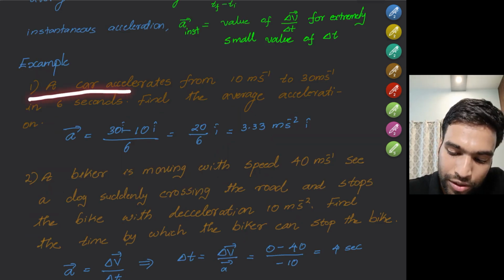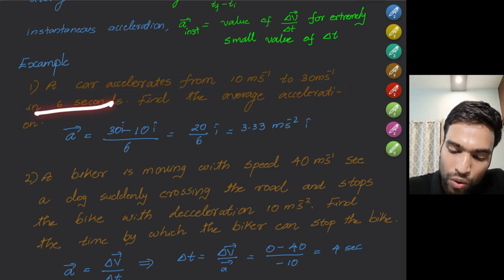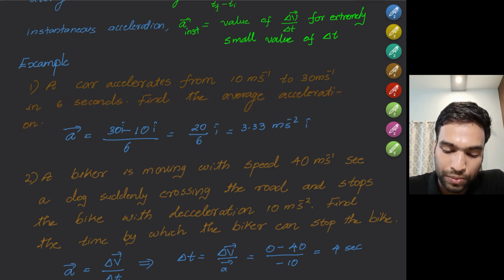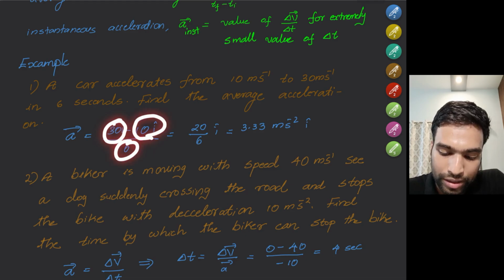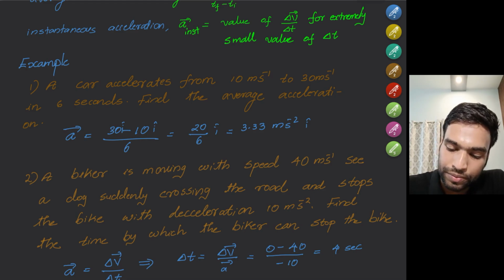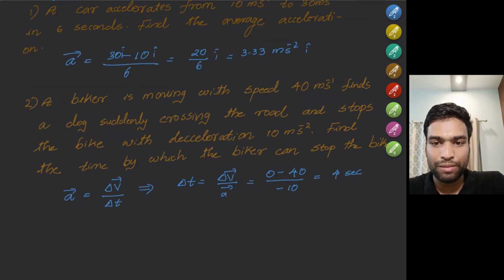So, as an example, here is a question. A car accelerates from 10 meter per second to 30 meter per second in 6 seconds. Find the average acceleration. It's very simple. a is equal to 30 i cap minus 10 i cap divided by 6. Now, why is there i cap? Because the velocity, we are assuming that it is towards right. Okay, good. So it will be equal to 20 divided by 6 i cap, which is 3.33 meter per second square.